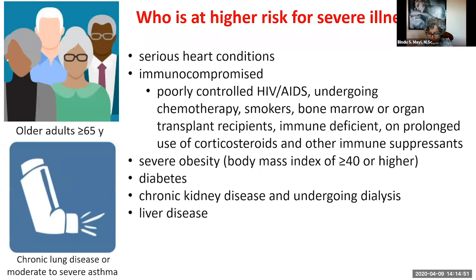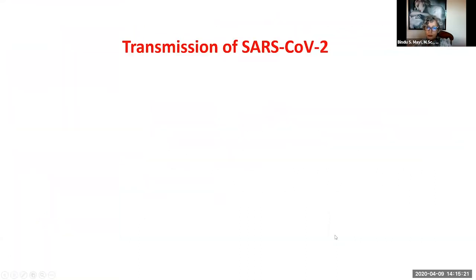So the people that we try desperately to protect are the ones that are at highest risk of severe illness and consequently death. These include our elderly population, individuals 65 and older, those with chronic lung disease or moderate to severe asthma, people with serious heart conditions, and people who are immunocompromised for any number of reasons. Those with severe obesity, diabetes, chronic kidney disease, and liver disease, all of these individuals are at higher risk for severe illness.